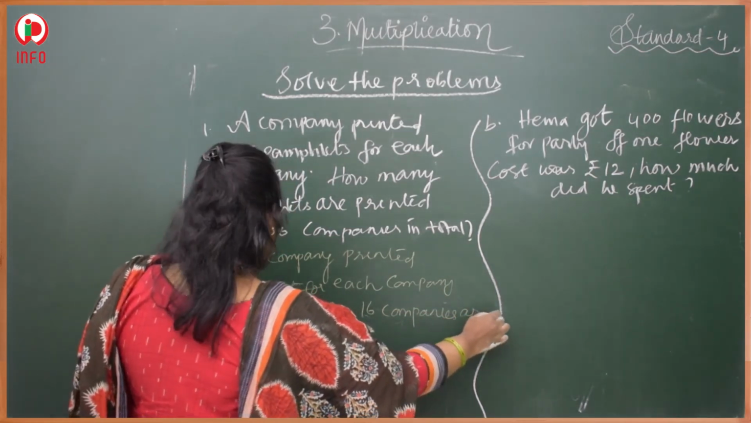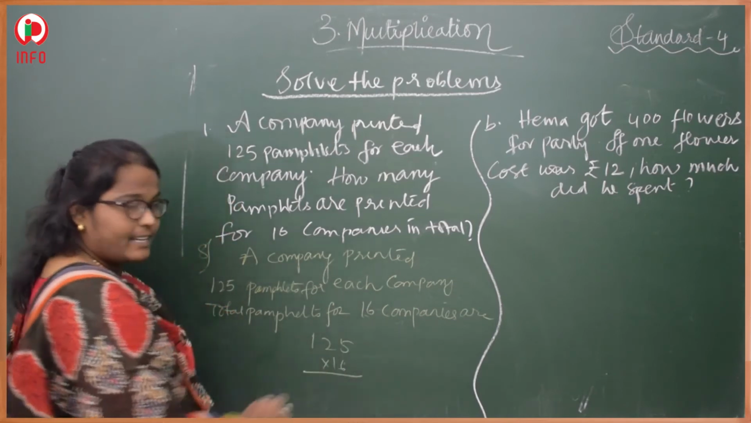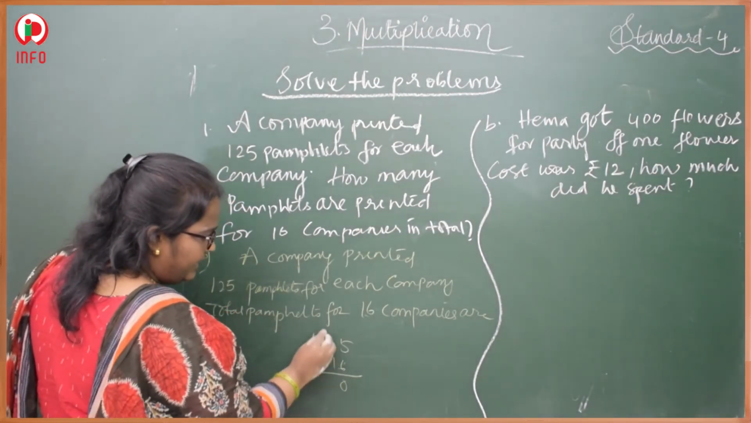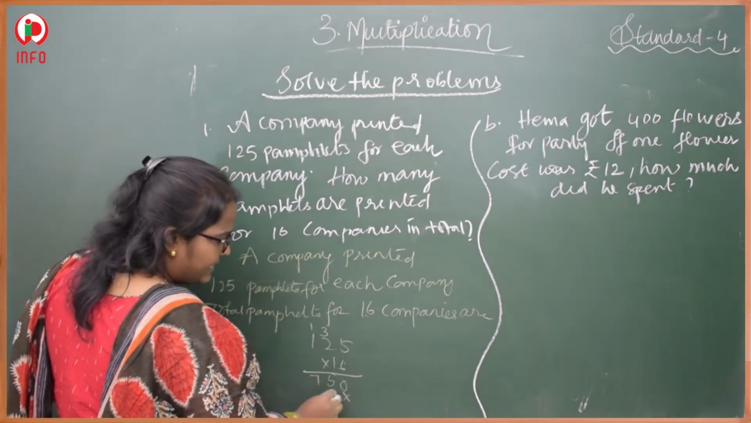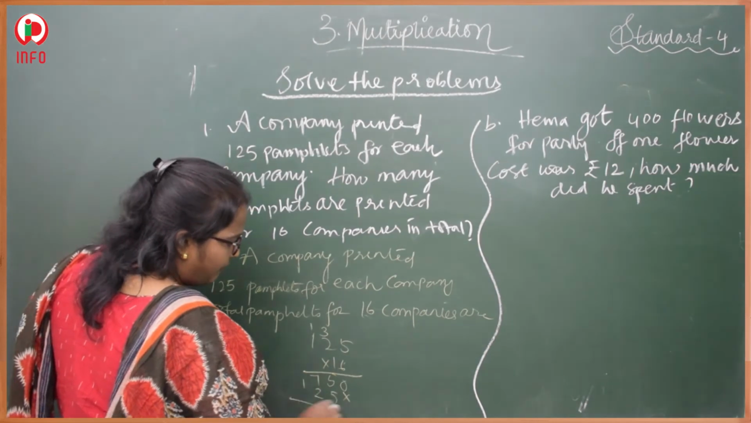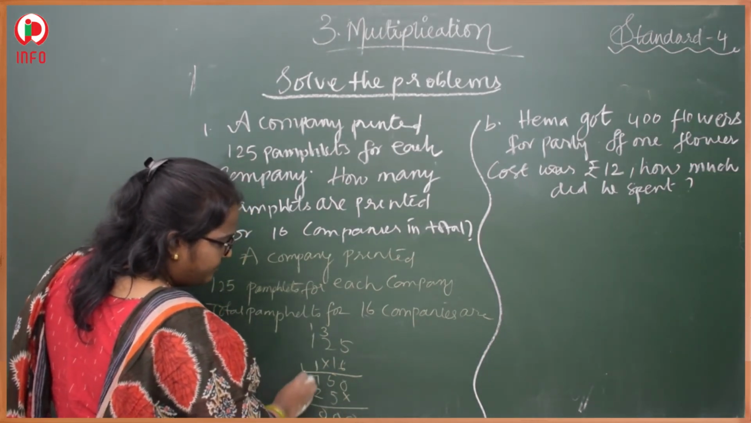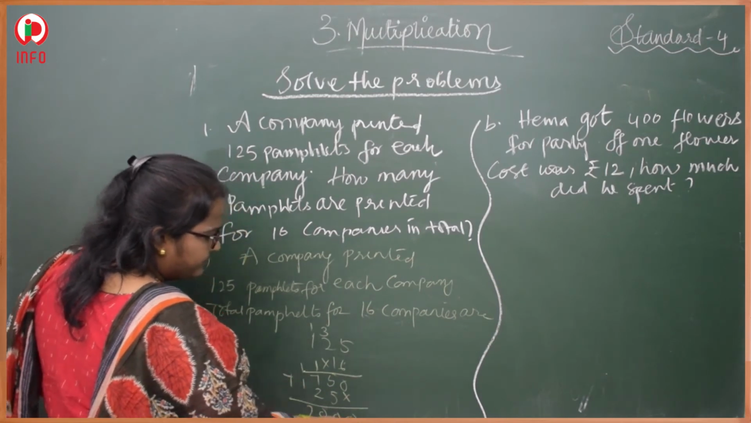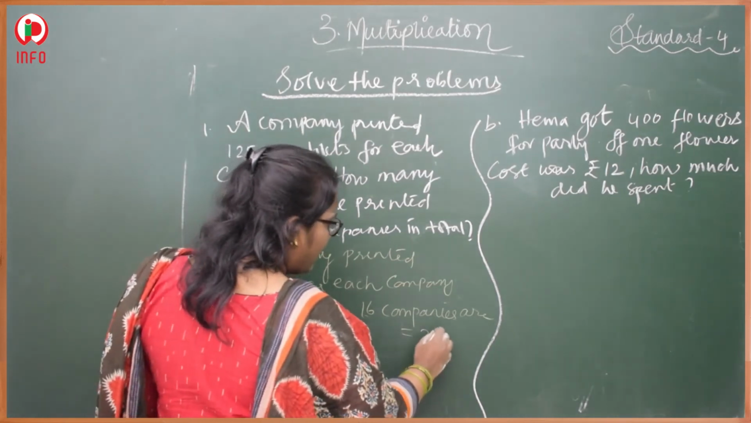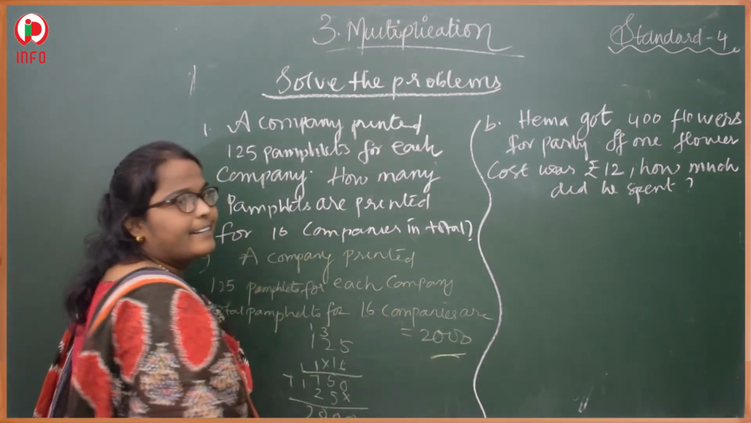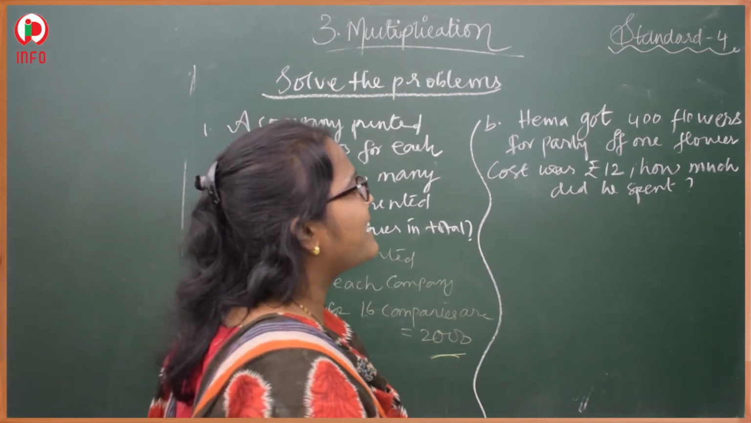are 6 5s are 30, 6 2s are 12, 15, 6 1s are 6, 7, 1 5s are 5, 1 2s are 2, 1 1s are 1, 0, 0, 7, 8, 9, 10. So how many pamphlets have been printed for 16 companies, ma'am? 2000.